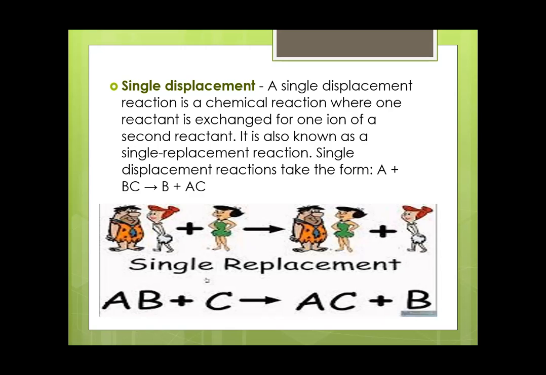For example, we have here in the illustration the man wearing orange and the girl in white, plus the girl in green. And if single replacement takes action, the man in orange will be partnered with the woman wearing green, plus the woman in white. So to sum it all up, single replacement is AB plus C, which is equal to AC plus B.